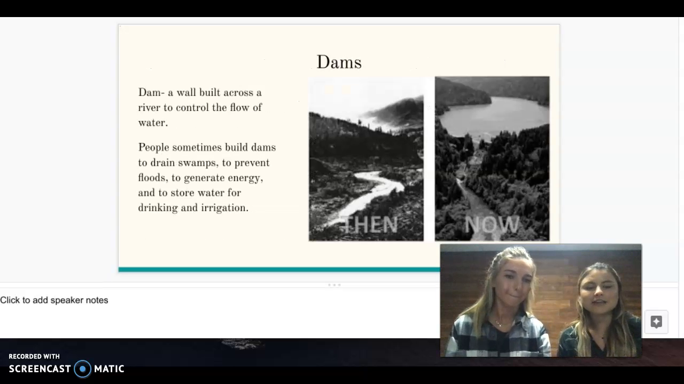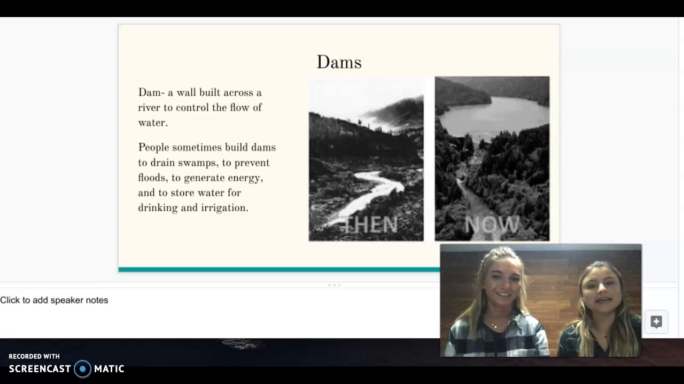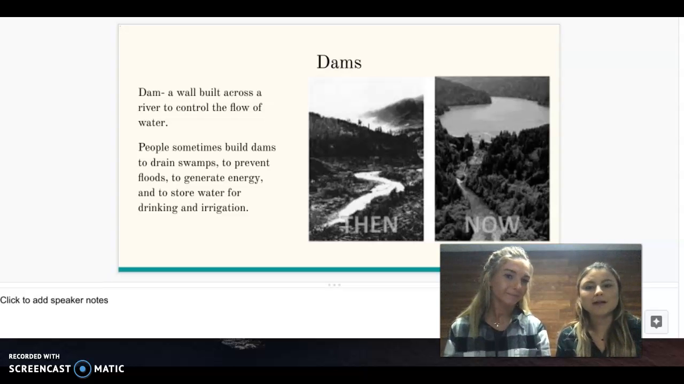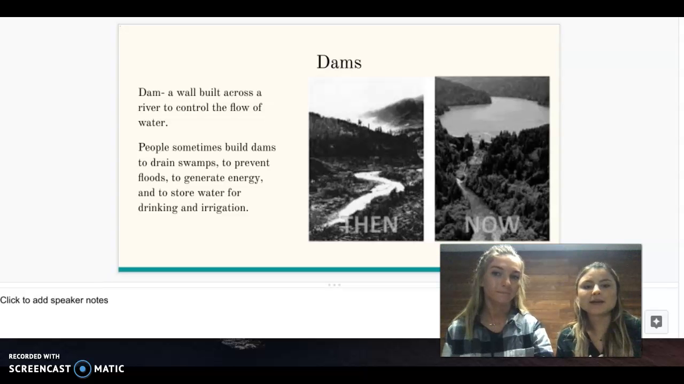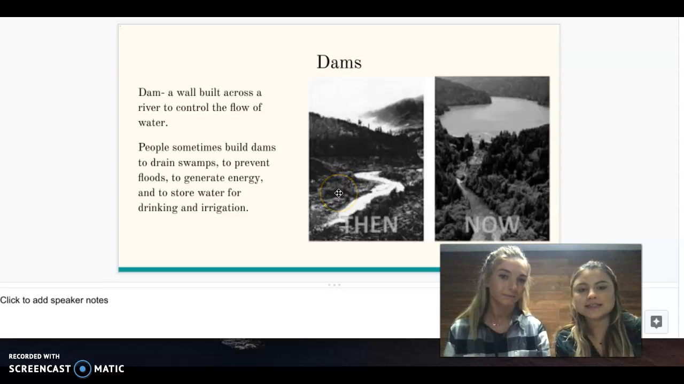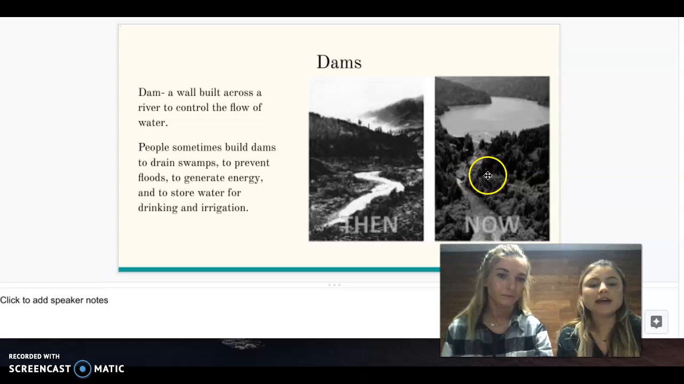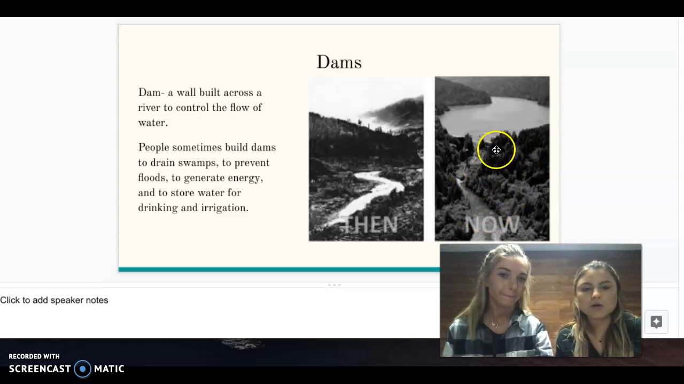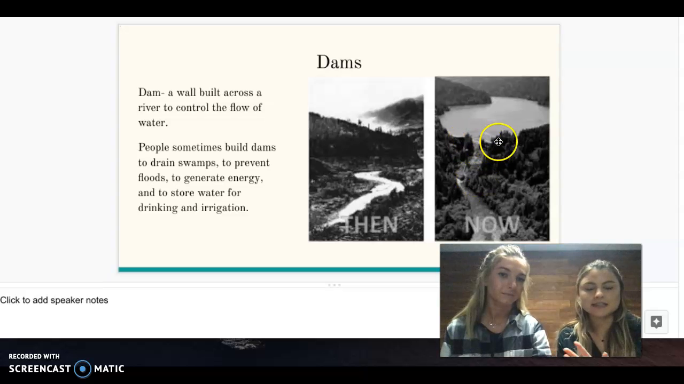So another modification that humans have made to their environment are dams. A dam is a wall built across a river to control the flow of water. So if you look in the picture to your right, you can see the picture that says then, and you can see the stream, it's very thin. And then if you look to the picture that says now, you'll see the overfill of water on the side that the dam is set up to block the water flow.